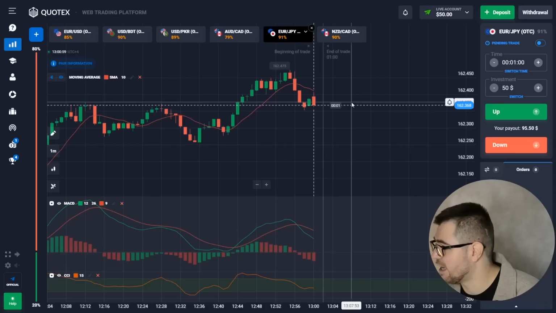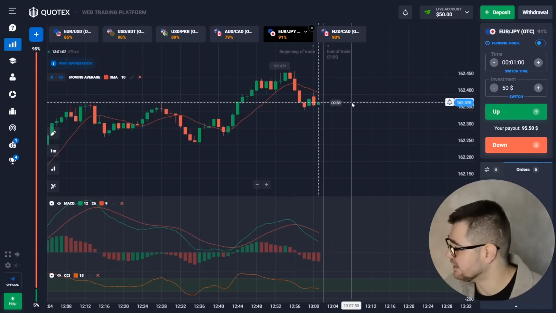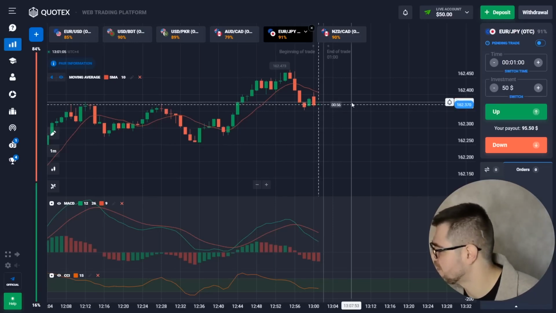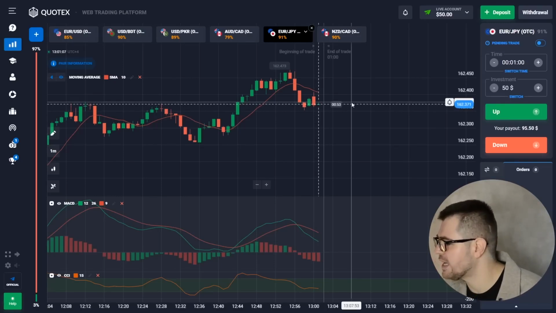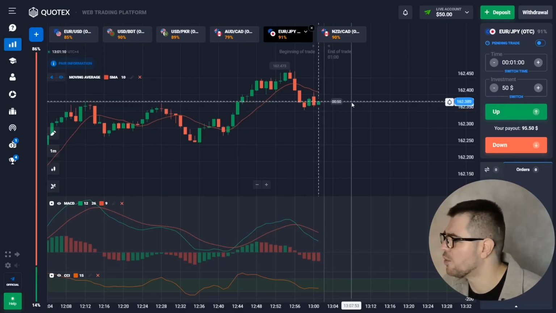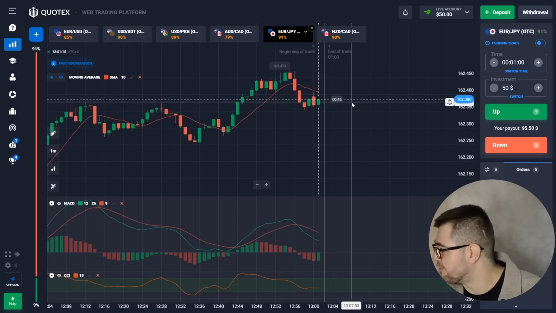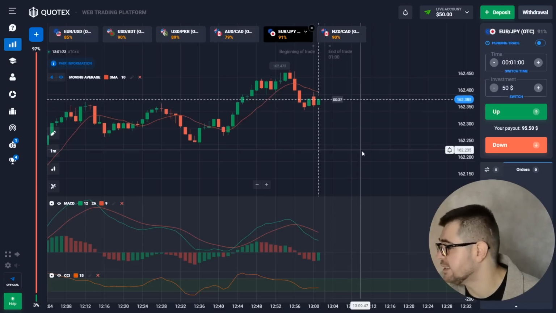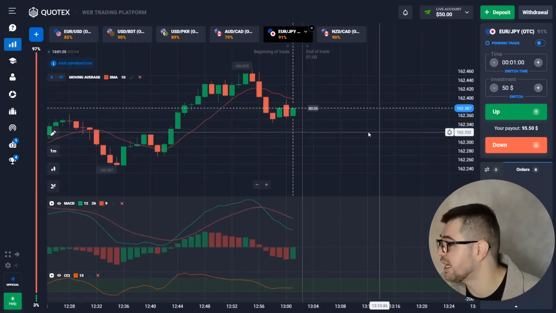So guys, let's jump into our first option. We're gonna start with $50 and let's see. We're gonna go ahead and make our first option on this one here. So we have today the MA, the MACD and CCI. We're gonna look at these three indicators in combination.